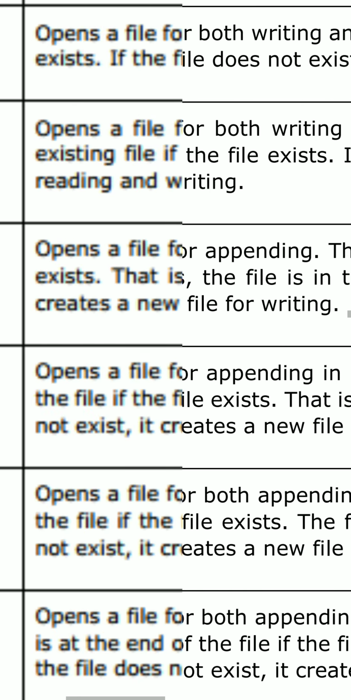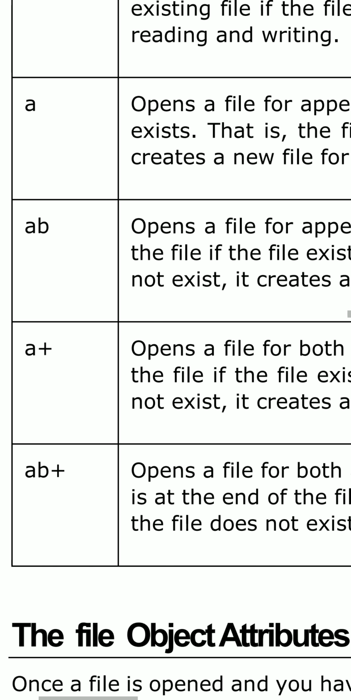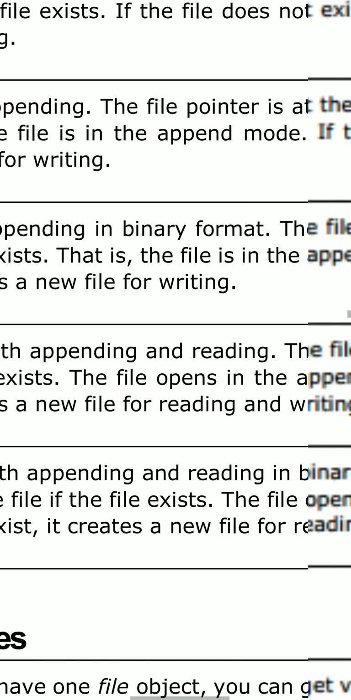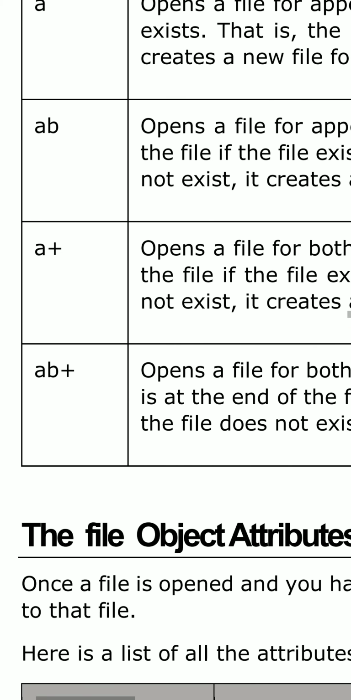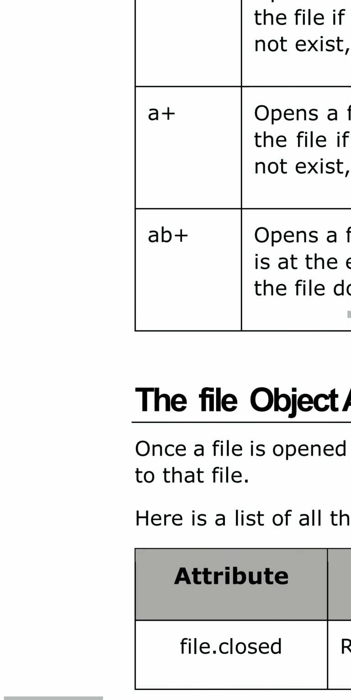That means it overwrites the existing file. Next one is the A mode, which means append. That means I want to add something to a file in the append mode. The file pointer is at the end. Next one, AB mode, is also separate. The file opens in the append mode, but in the binary format.